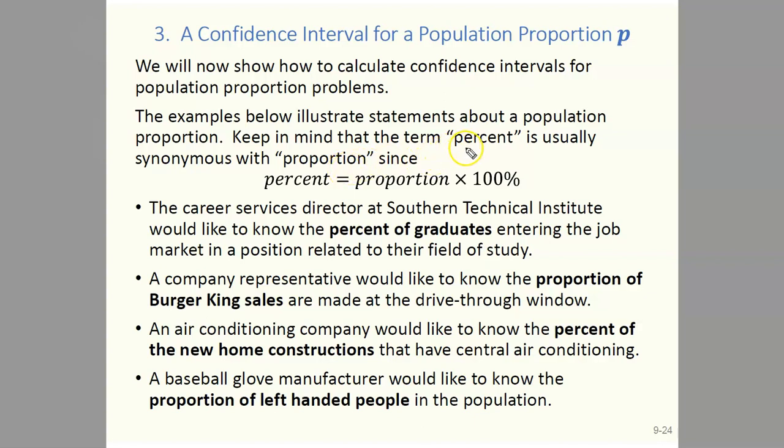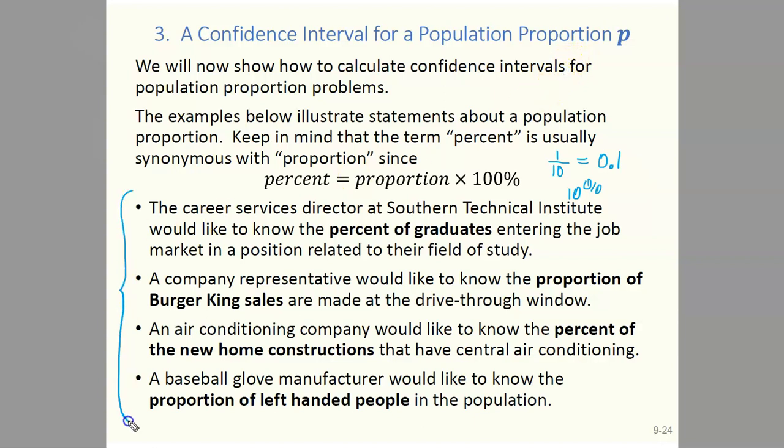Now keep in mind the words percent and proportion are synonymous because the percent is equal to your proportion times 100. For example, if I say 1 in 10 people are left-handed, that gives you the proportion 0.1. And if you multiply that by 100, you get that 10% of the people are left-handed. So for these problems, you're looking for the term percent or proportion. That indicates that you're going to be dealing with a population proportion problem.